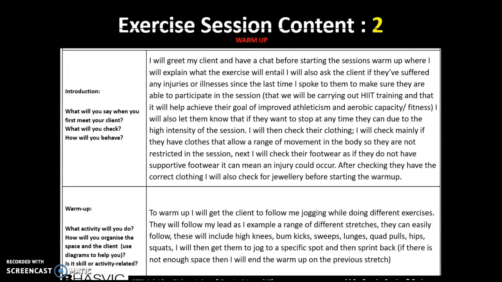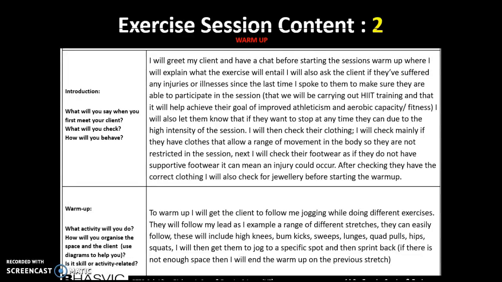I'll explain to them that we'll be carrying out HIIT training, and that it will help achieve their goal of improved athleticism and aerobic capacity or fitness. I will also let them know that if they want to stop at any time, they can, due to the high intensity of the session. I will then check their clothing, mainly whether they have clothes that allow a range of movement in the body, so they are not restricted in the session. Next, I will check their footwear, as if they do not have supportive footwear, an injury could occur. After checking they have the correct clothing, I will also check for jewellery before starting the warm-up.